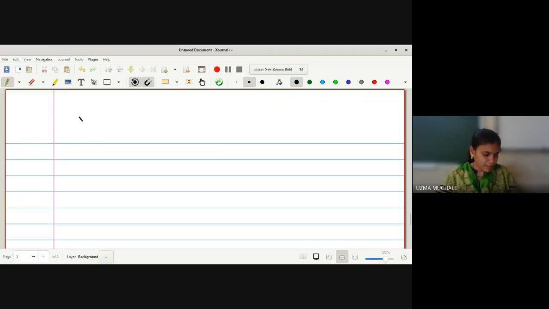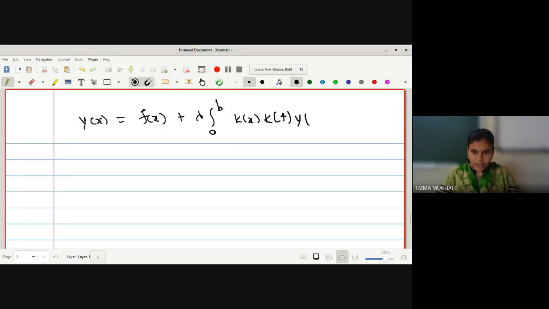Write this example for homework. Phi of x is equal to f of x plus lambda integration a to b k of x into k of t. It is not k of x t, it is k of x into k of t. It is a symmetric kernel, which is the sum function of k of x and t. So what is your k of x t? Kernel k of x t is k of x into k of t.